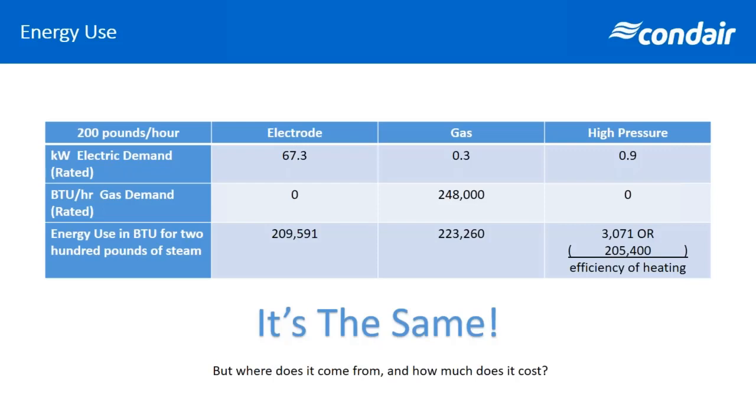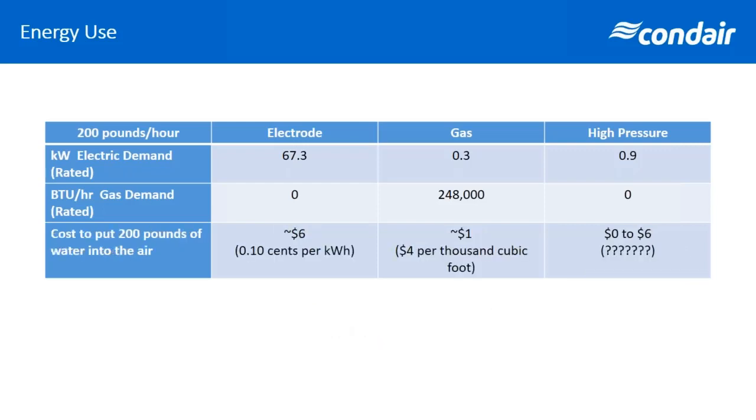You might be a little confused over at this high pressure one here. 3,000 to 205,000, maybe even more. It's because it really depends where that energy is coming from. Now, if we translate that into dollars, the electric unit is going to cost you about $6 to put 200 pounds of water into the air.